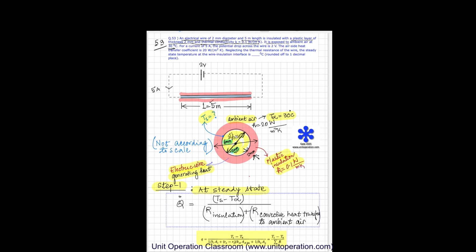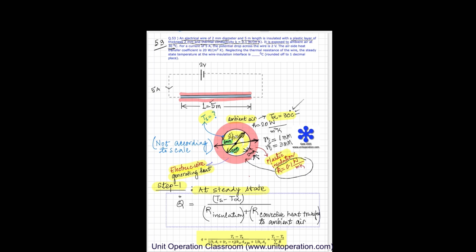So the diameter of the wire is 2 mm, and 2 mm here and 2 mm here, totally 6 mm. So diameter of this plastic insulation is 6 mm. So radius of the wire, if we call it Ri, is 1 mm, and Ro, if we call this plastic insulation radius, that's 3 mm. The outside air temperature is 30 degrees Celsius. So this is my outside air temperature, ambient temperature, and the thermal conductivity of this plastic insulation is also given.